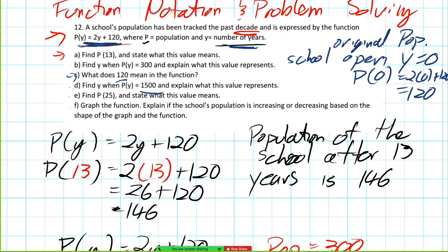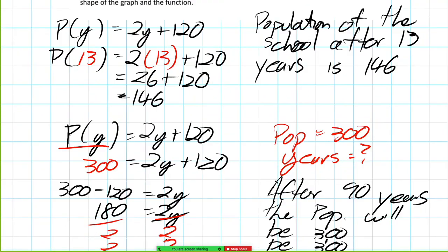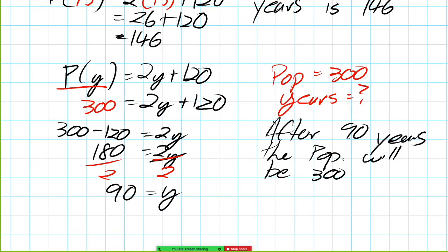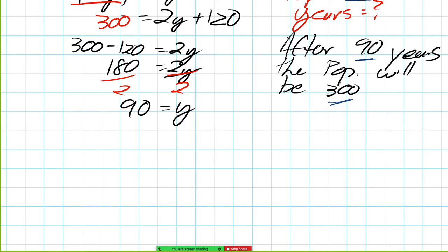Find y when p at y equals 1,500. Explain what this value represents. Okay, let me see if I can fix that. This question is identical to this. So what we did below will give us the exact same concept. All we're doing is looking much farther into the future. I mean, probably too far. If a school after 90 years only equals 300, I mean, the population, we'll run through it really quickly, but I imagine that school probably won't be around.